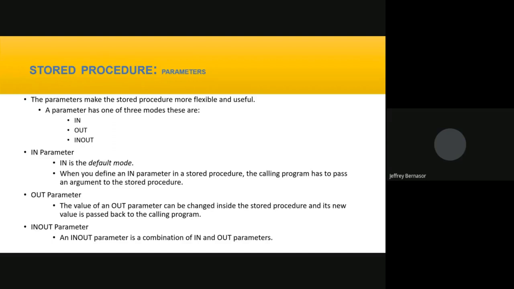So out parameter: the value of an out parameter can be changed inside the stored procedure and its new value is passed back to the calling program. The stored procedure cannot access the initial value of the out parameter when it starts. An in out parameter is a combination of in and out parameters.